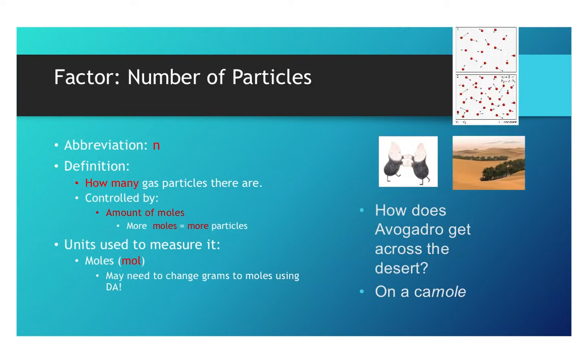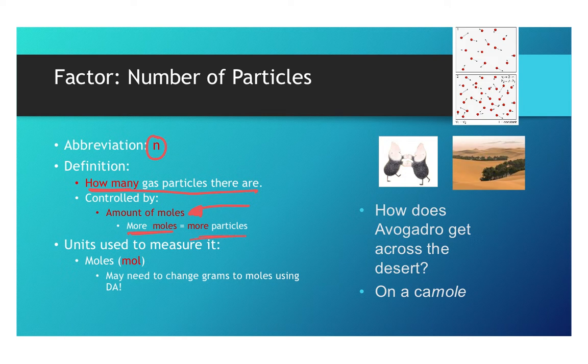The third factor that we want to talk about is the number of particles. We abbreviate that using an N, and it's basically how many gas particles there are. This is controlled by the amount of moles. We've learned this year that in chemistry, we measure the amounts of chemicals using moles. So more moles, more particles.